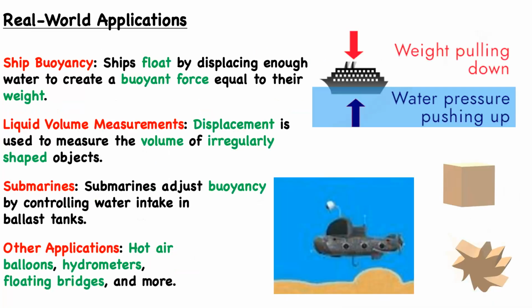So let's talk about some of the real-world applications of all of this. Probably the first, most important, and most obvious is that of ship buoyancy. Because ships float by displacing enough water to create a buoyant force equal to their weight. So this portion of the ship that is underwater is not some sort of fortunate accident. It's explicitly engineered into a ship's design.